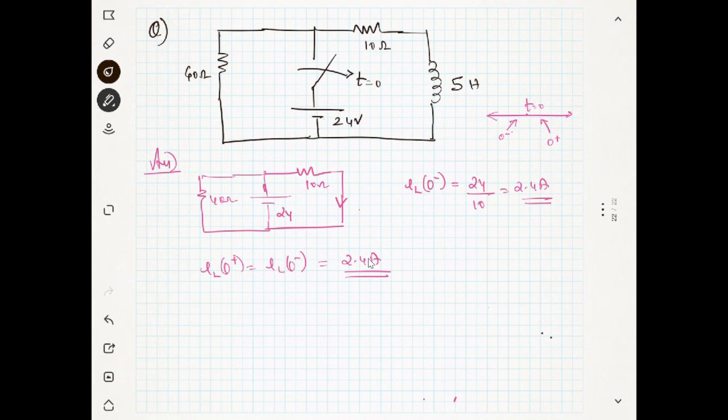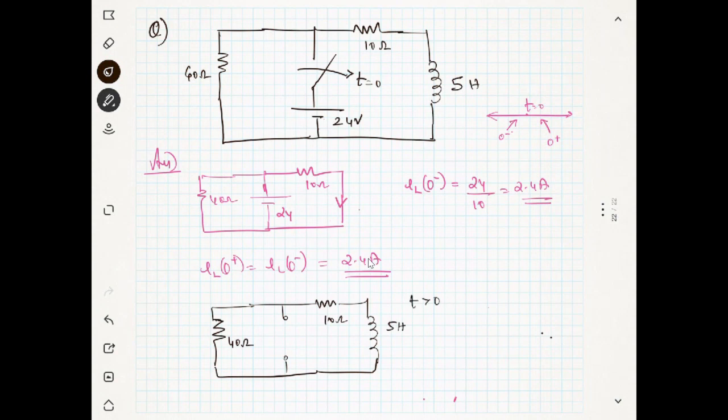Now at t equal to 0, what will happen? At t equal to 0, you are opening the switch. You are opening the switch means you have 40 ohm, and there is no connection here. Open circuit at this end. This is 10 ohm, and this is the case for time t greater than 0.